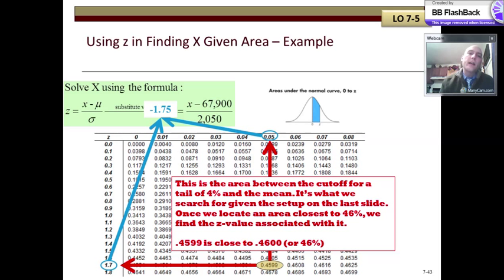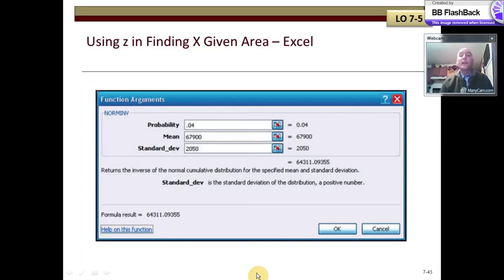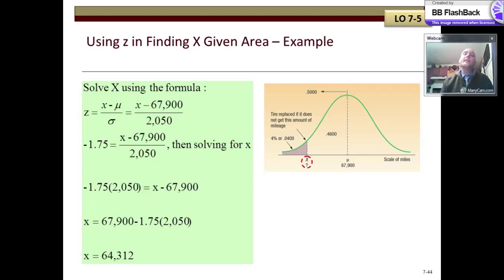But now we've got some simple algebra. Z equals x minus mu over sigma. I've got z, I've got mu, I've got sigma. Multiply by 2050, add 67,900, and as it turns out, x equals 64,312. That means no more than 4% will make it past 64,312.